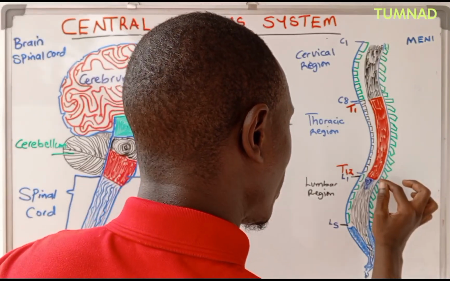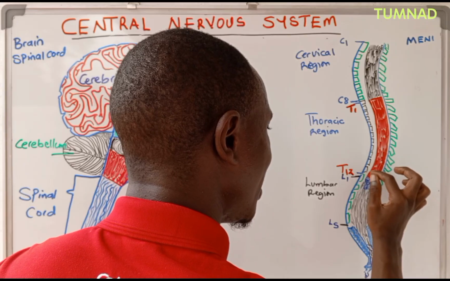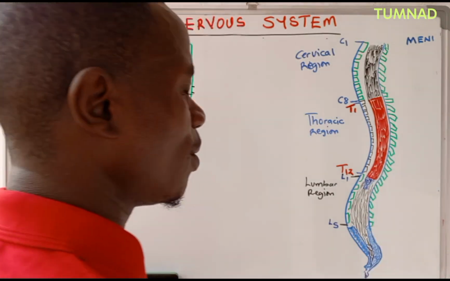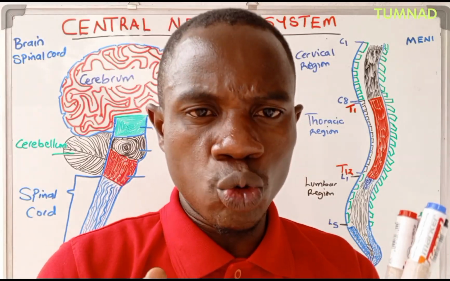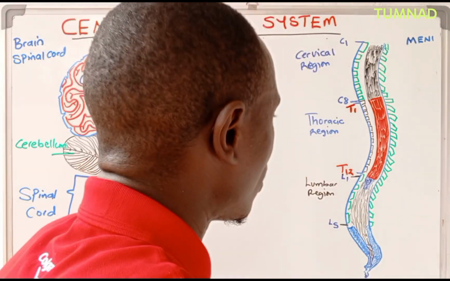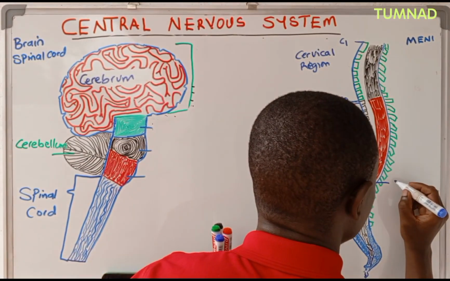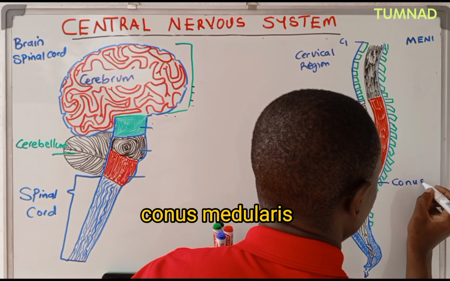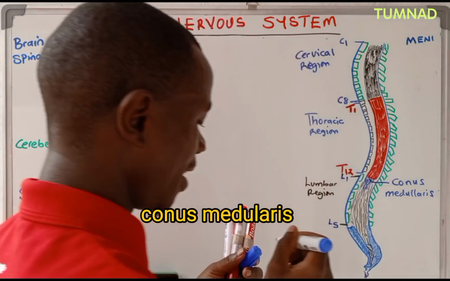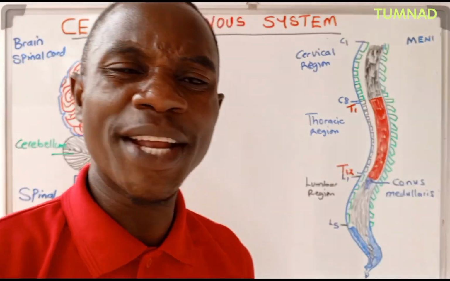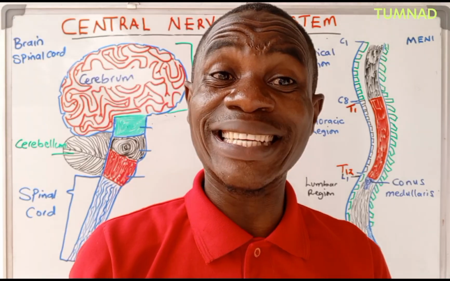If you see very well, this tapering area, the tapering end of the spinal cord, how do we call the tapering end of the spinal cord? It starts to taper, it starts to narrow as it is ending. That tapering area is what we call the conus medullaris. Okay, that area is what we call conus medullaris, that tapering shape of the spinal cord as it is ending.